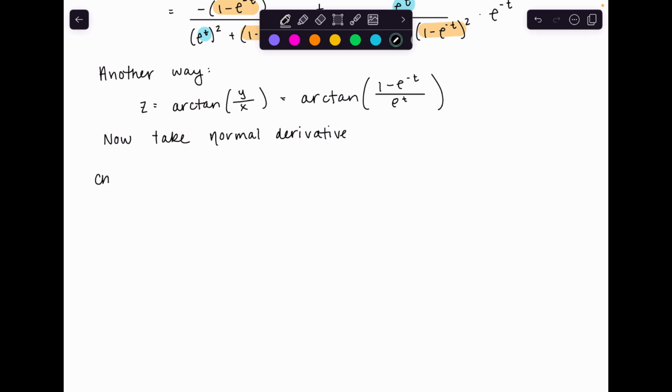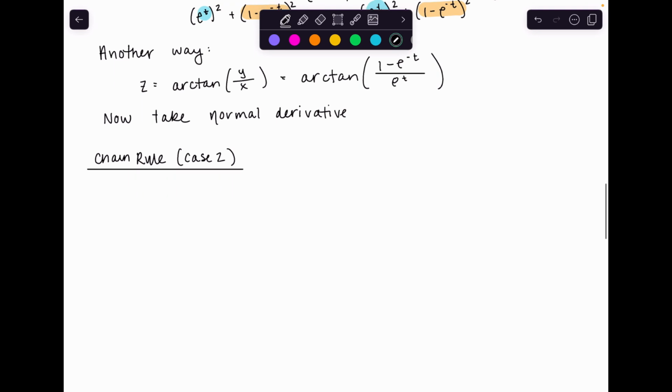So let's look at a second case of chain rule. And this is where our z is still going to be a multivariable function, so it's going to depend on x and y. But then x and y are also multivariable functions that depend on s and t. So we have multiple layers going on.